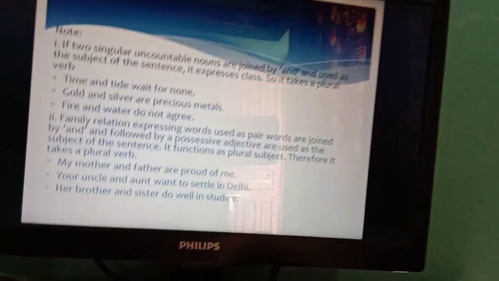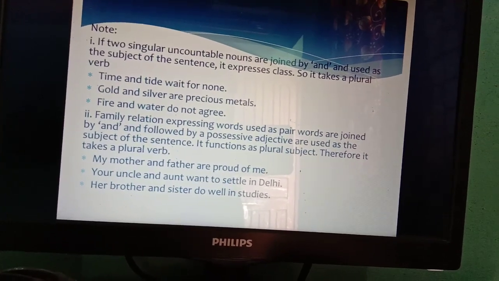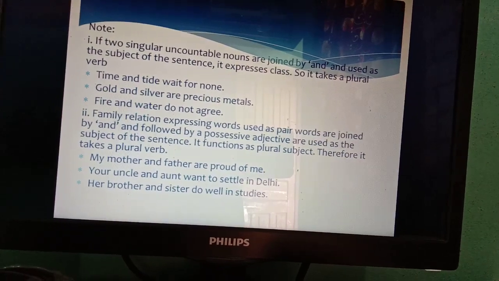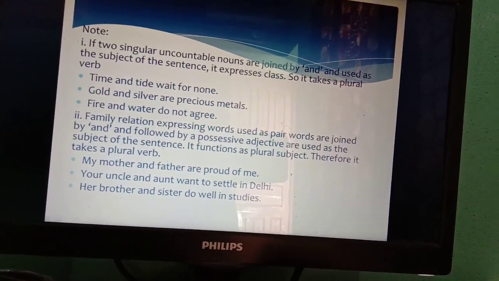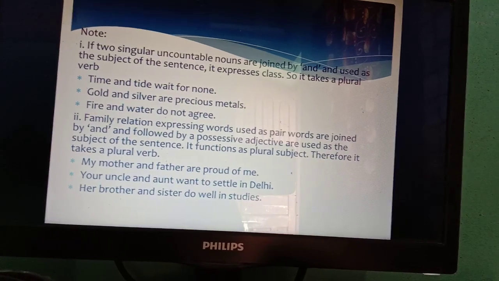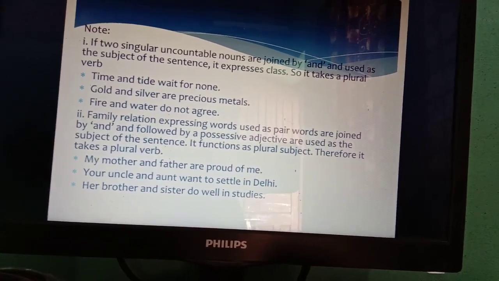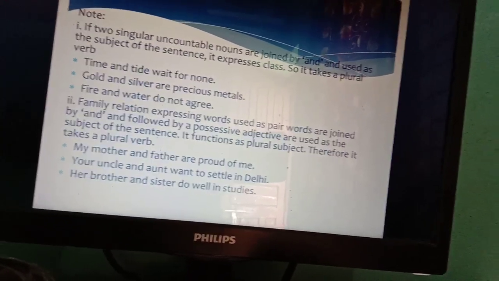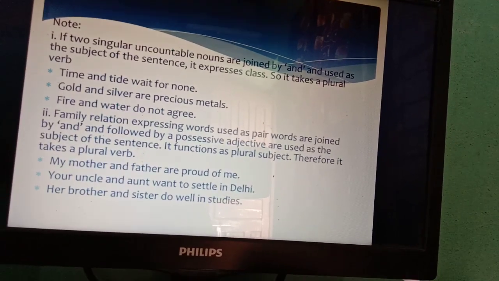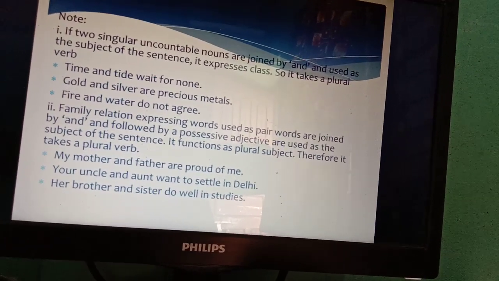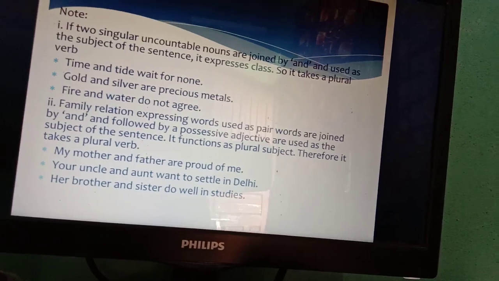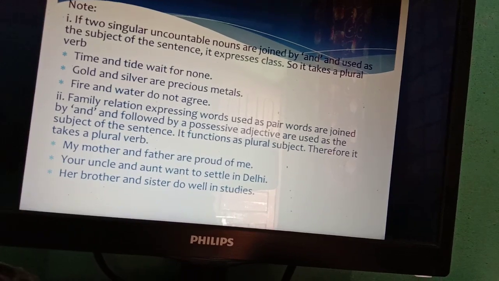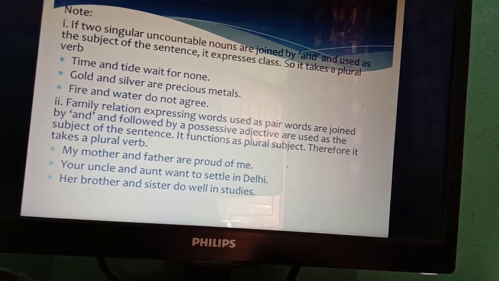I have given some notes to remember. If two singular uncountable nouns which can be measured are joined by and and used as the subject of the sentence, it expresses a class. It will be expressing a class. So when it expresses a class, it takes a plural verb. For example, time and tide. These are uncountable nouns, but expressing a class. Time and tide wait for none.